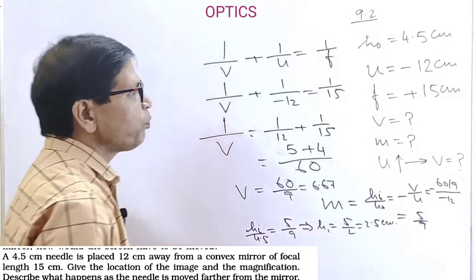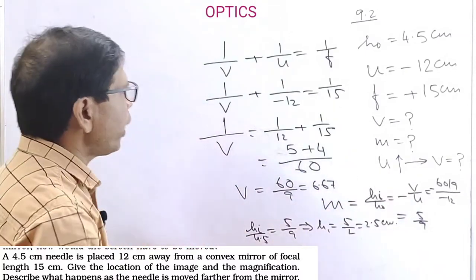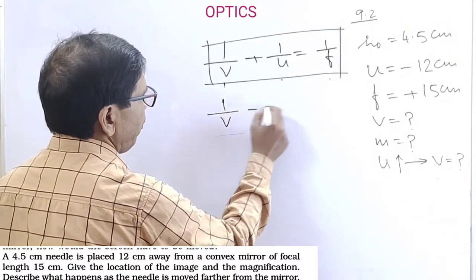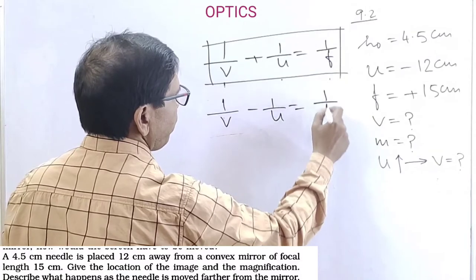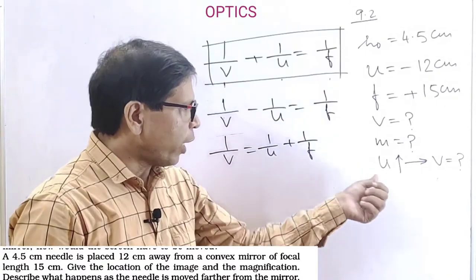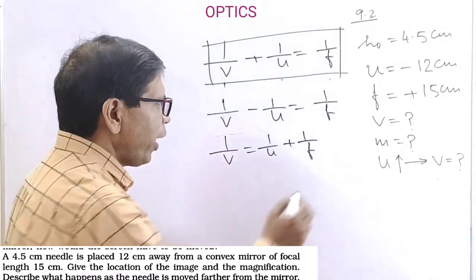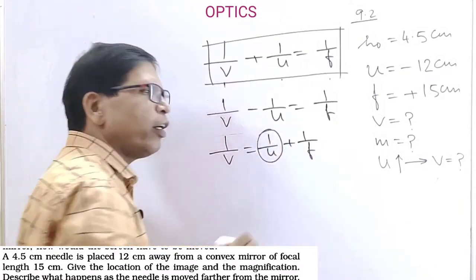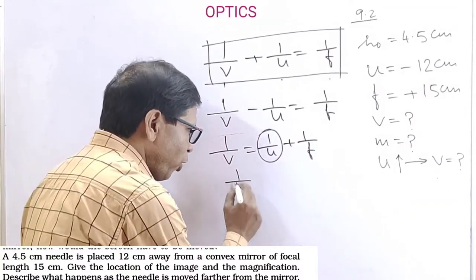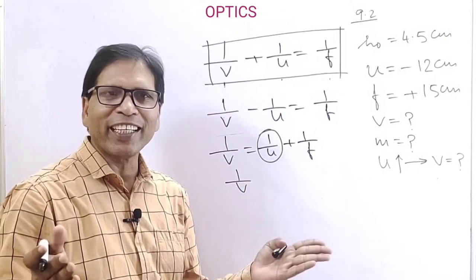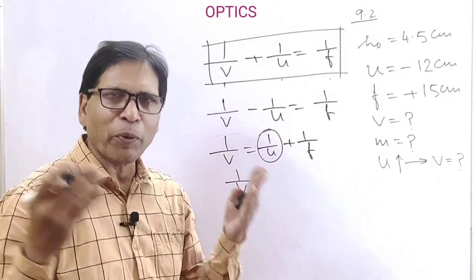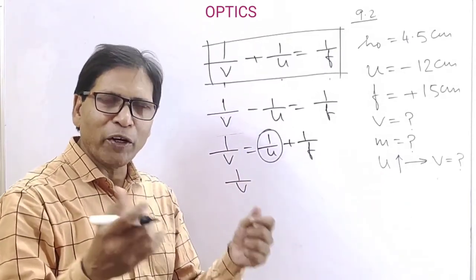Now what happens if u increases? Look at this from this figure. As u is negative, we can write 1 by v minus u equal to 1 by f. So 1 by v equal to 1 by u plus 1 by f. Now u increases, so 1 by u decreases. As 1 by f is constant, 1 by v also decreases. As 1 by v decreases, therefore v increases. Therefore, if the object moves away from the mirror, the image also moves away from the mirror.